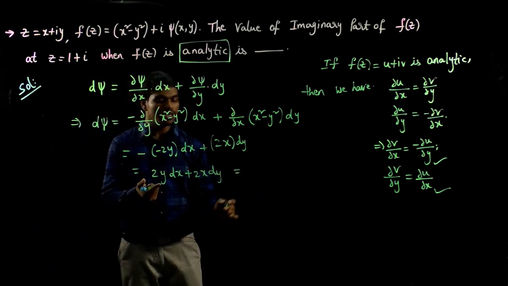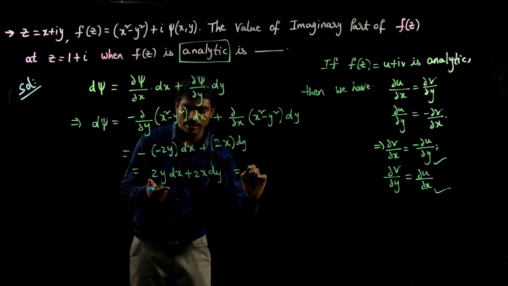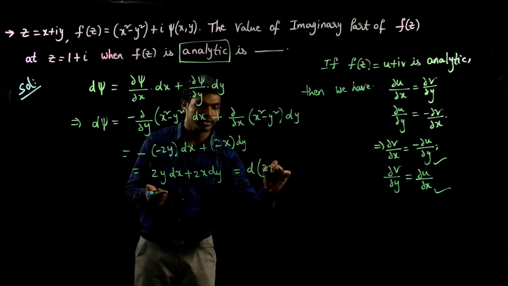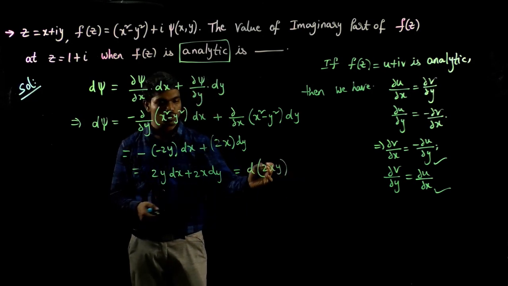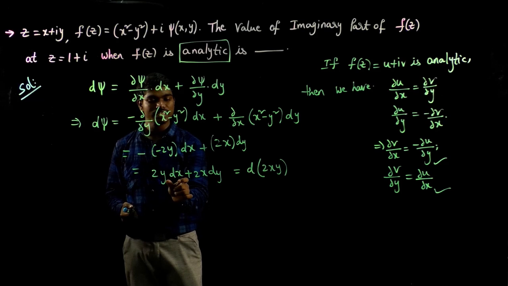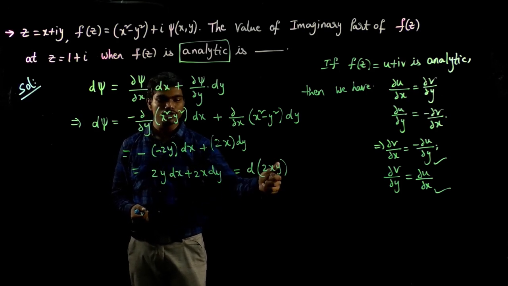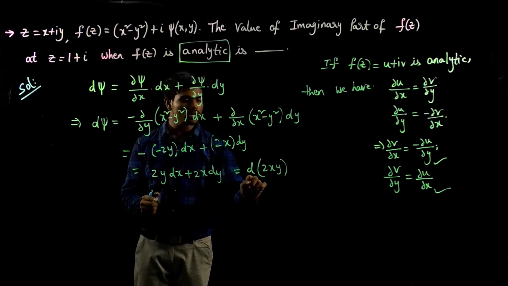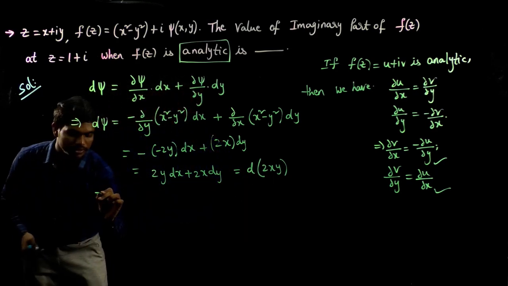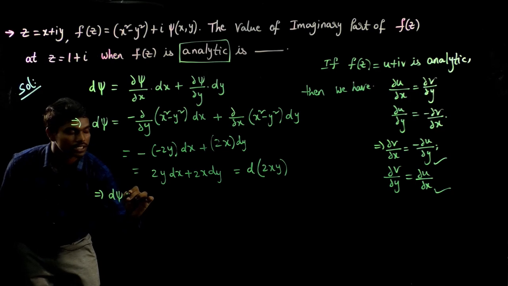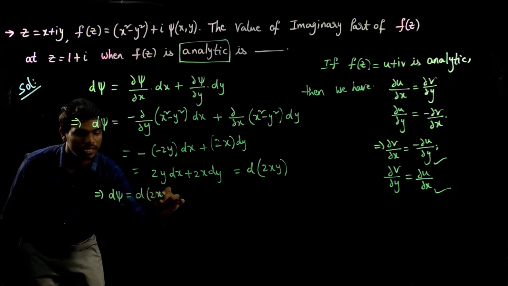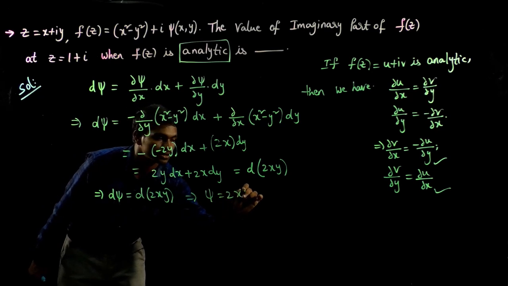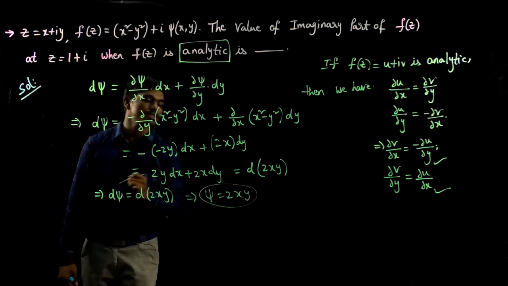Which, if you want, you can write as d of 2xy, correct? Because this 2 is a constant and this is y dx plus x dy, which is the differentiation of xy, and this 2 is a constant which is the same whether brought out or inside of this differential. So this means we have d psi is equal to d of 2xy, which means we have this psi is equal to 2xy, this function psi, correct?